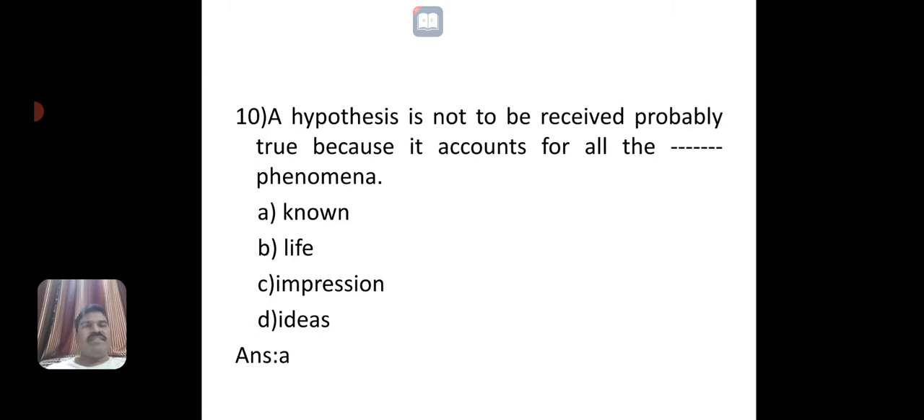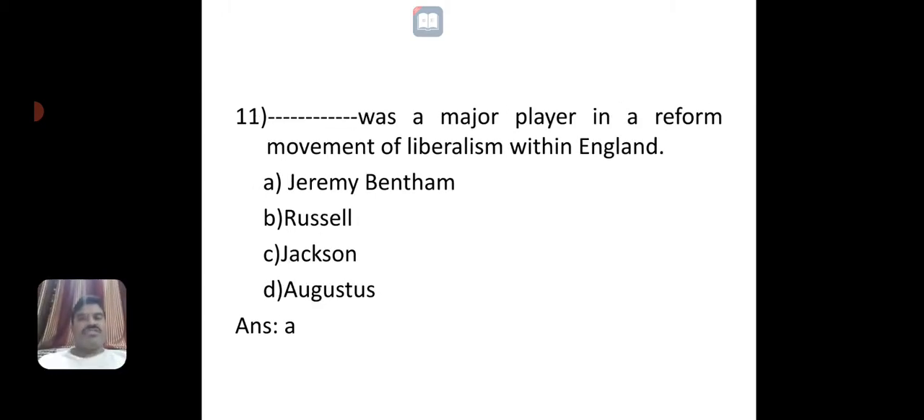10th question. A hypothesis is not to be received as probably true because it accounts for all the phenomena. Known, life, impression, ideas. 11th question. Dash was a major player in a reform movement of liberalism within England. First one is Jeremy Bentham, Russell, Jackson, Augustus.